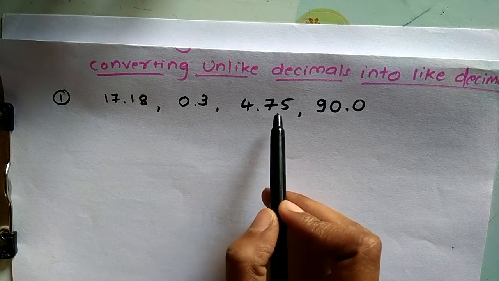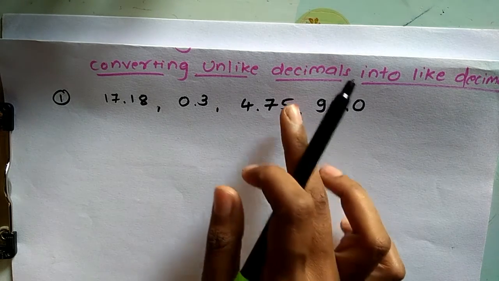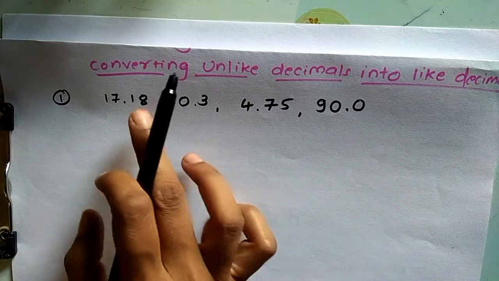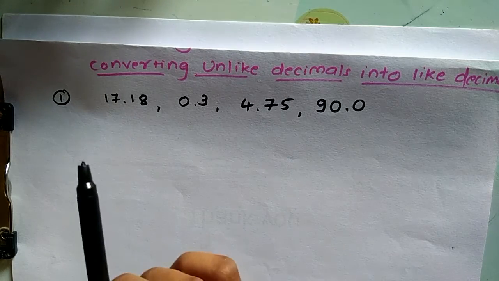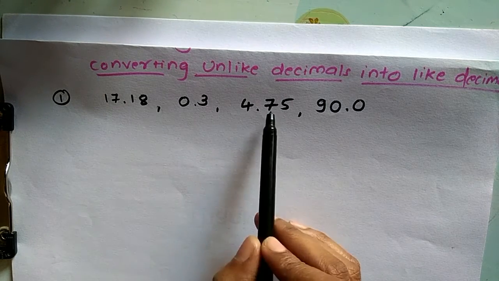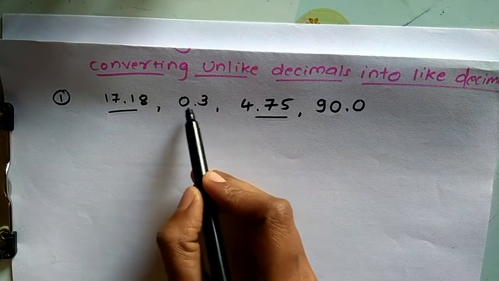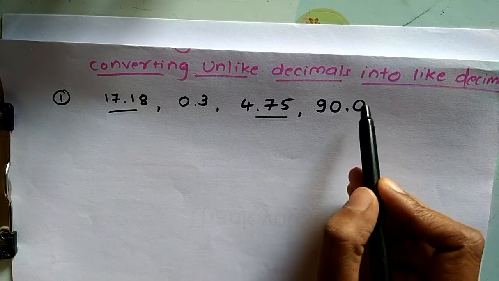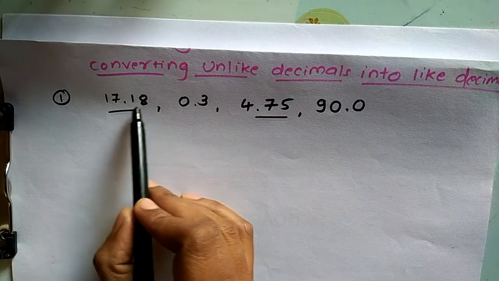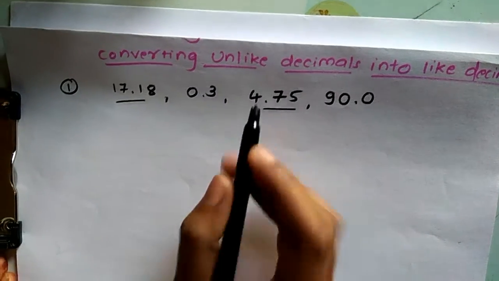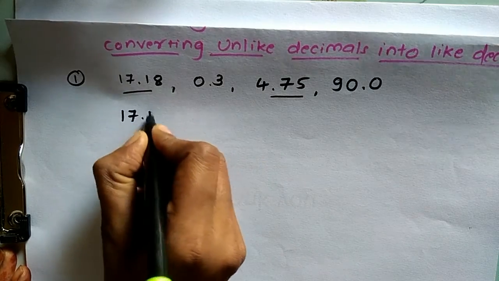You have to convert into the same number of decimal places. So here the highest place we cannot change. We cannot cancel this 5 here. We cannot cancel 8 from here. So what we'll do? The highest place is what here? 2, isn't it? So these both will keep as it is, and the 0.3 and 90.0 will convert into the decimal of 2 decimal places. So the method is very easy. This will keep as it is.